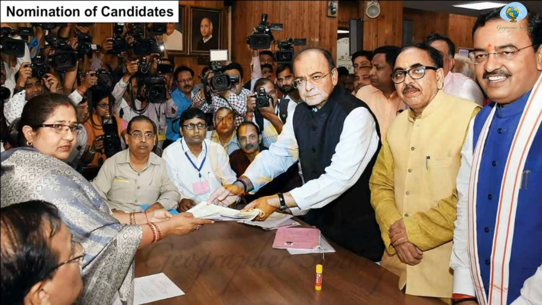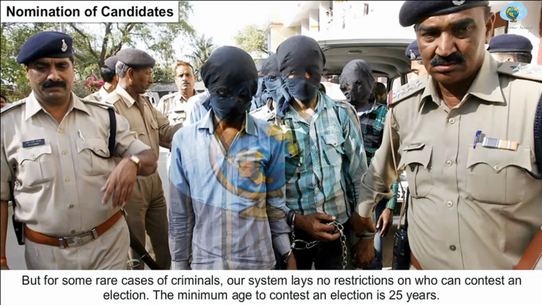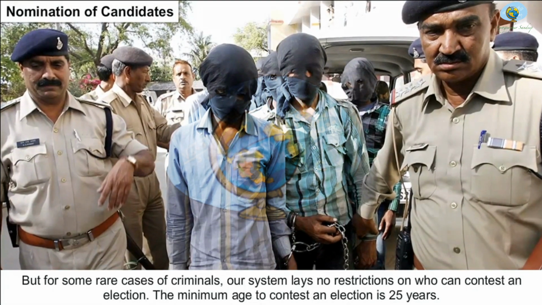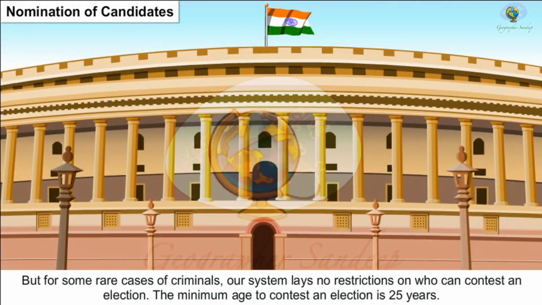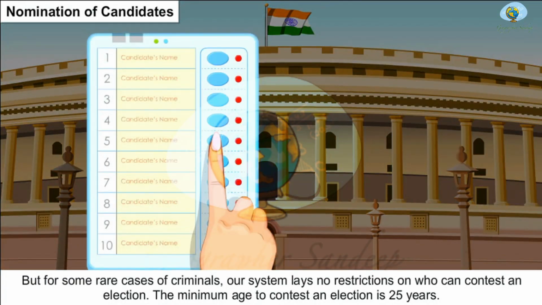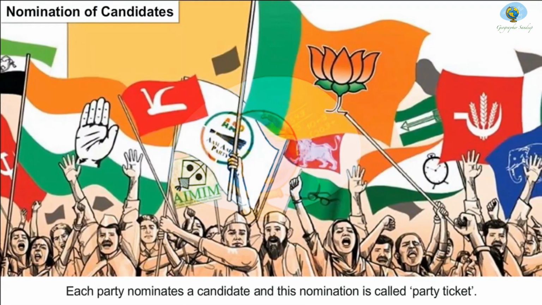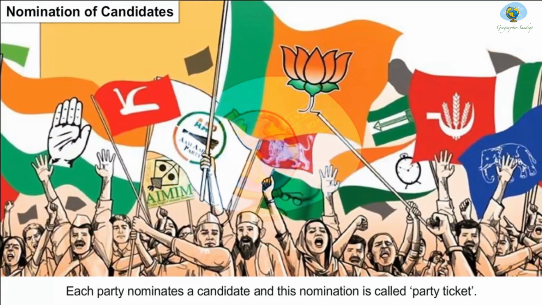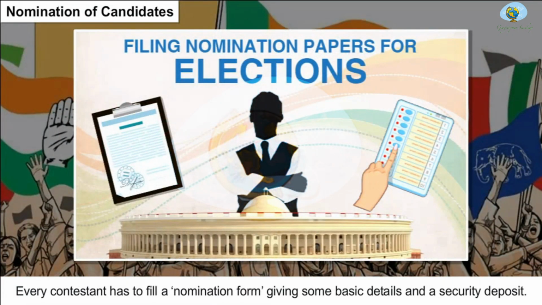Nomination of candidates. But for some rare cases of criminals, our system lays no restrictions on who can contest an election. The minimum age to contest an election is 25 years. Each party nominates a candidate, and this nomination is called a party ticket. Every contestant has to fill a nomination form giving some basic details and a security deposit.